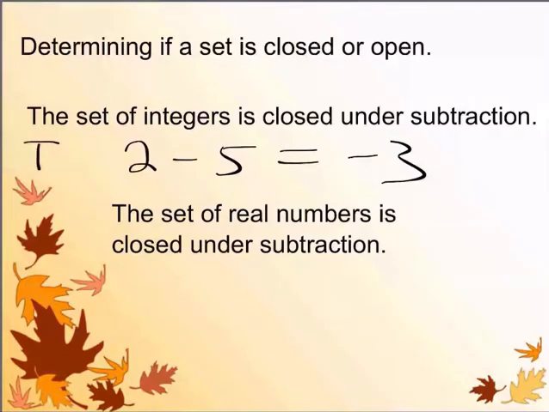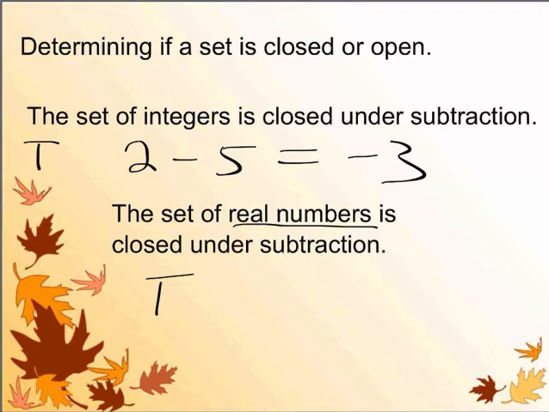Here the set of real numbers is closed under subtraction. So remember, real numbers could be rational or irrational numbers. But when we take one away from another, they're basically saying that we're going to get another real number. So it turns out that this is also true. Whenever we have one real number taken away from another, we'll end up with a real number.